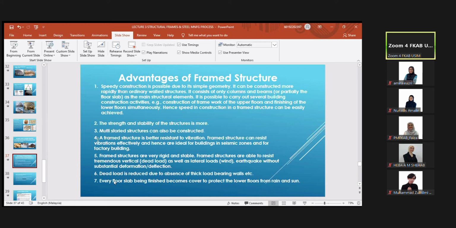Yes, of course. Frame structure is better resistant to vibration than to seismic load. Vibration: frame structure can resist vibration effectively and hence are ideal for building in seismic zone. In our country, I think the so-called earthquake is approaching. It's coming closer to us. Here are some earthquake experiences in Genting, that is close to Genting Highland. This is coming closer.